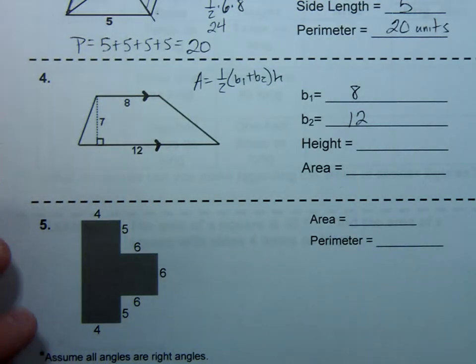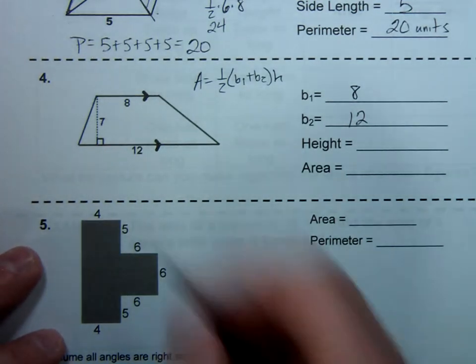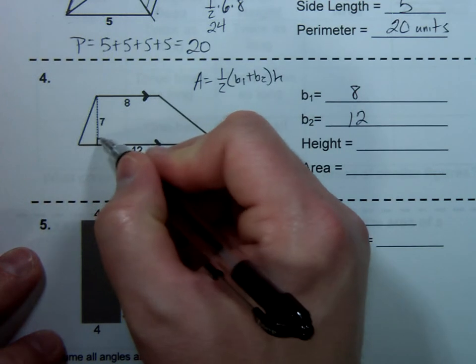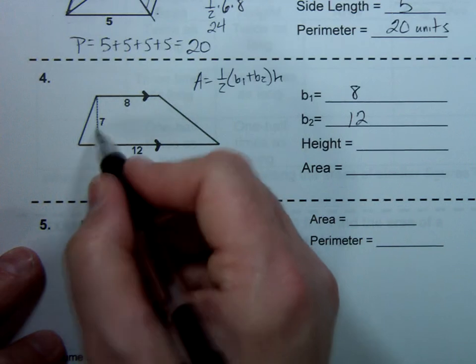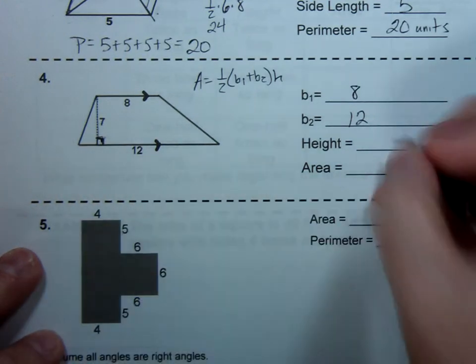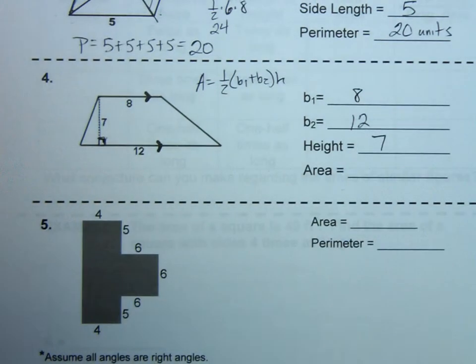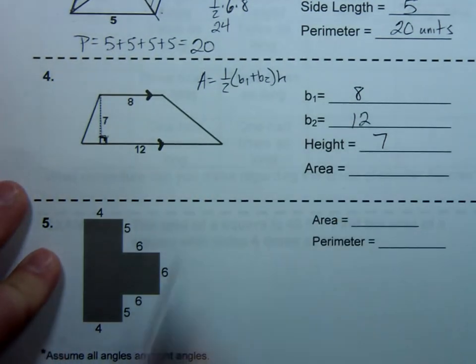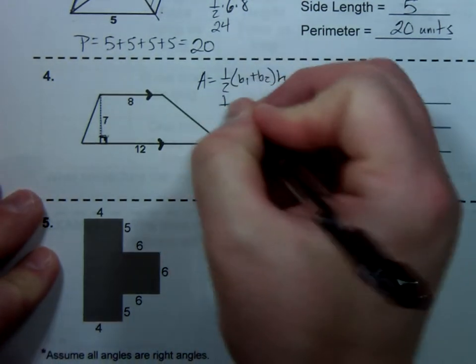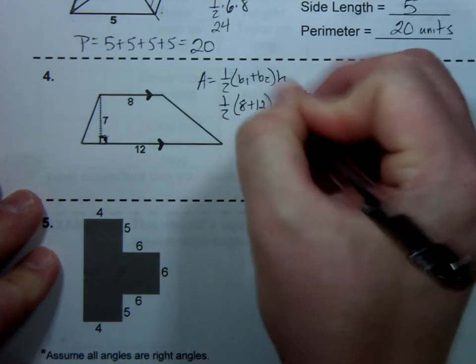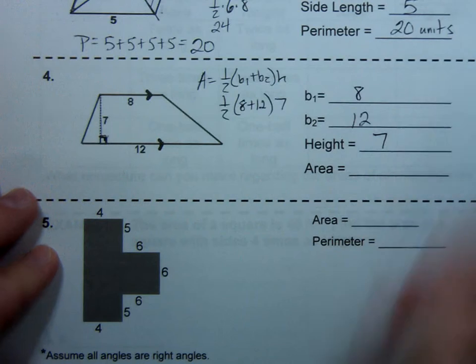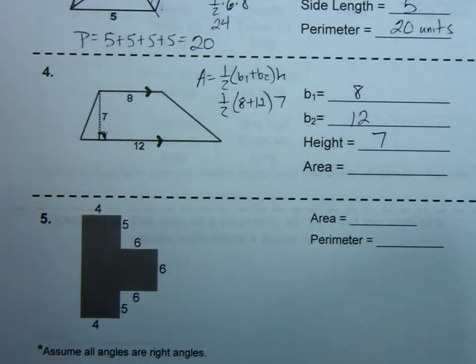And then remember, height is always perpendicular to the base. You'll notice that this 7 is forming a right angle with the side length that's a 12. So here the height is perpendicular to the base, 7 being the height. So once I've identified all those parts, all I got to do is plug them into the formula. So the bases are 8 and 12, so I substitute those in. The height is 7, substitute that in. And we just find out what we're working with here.